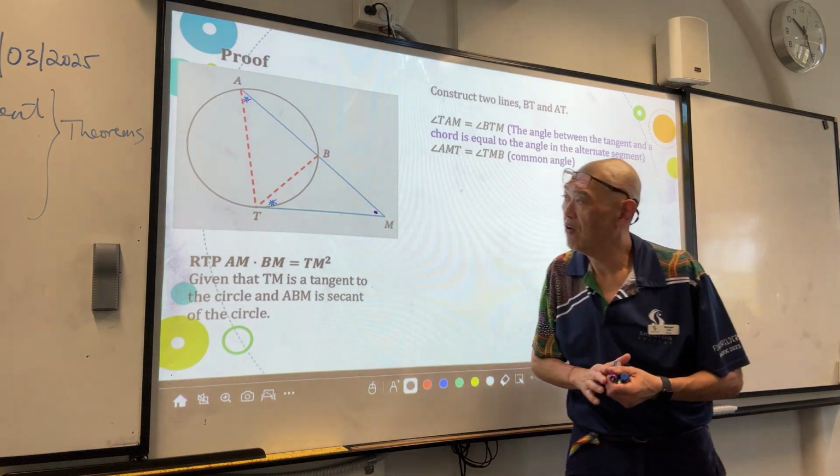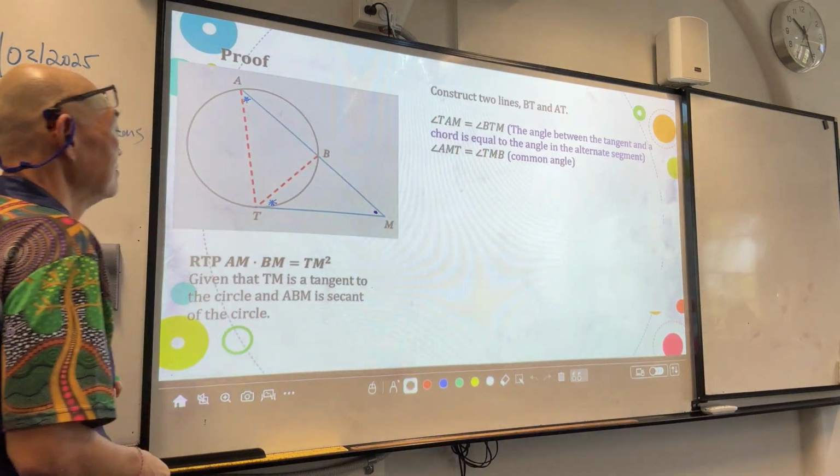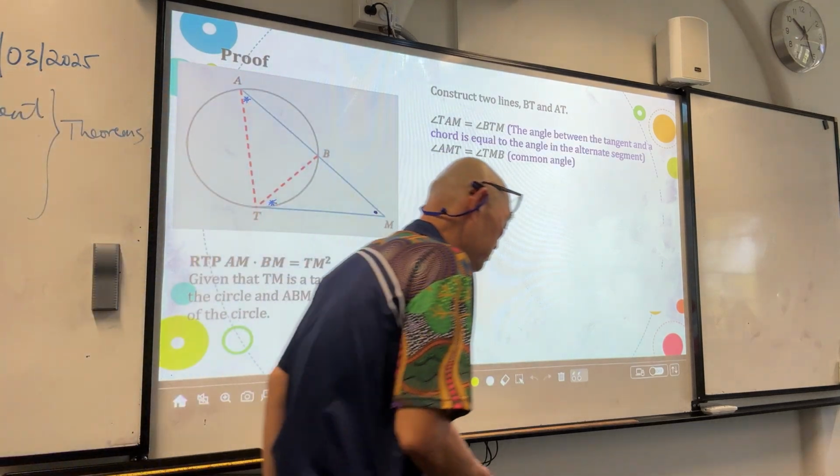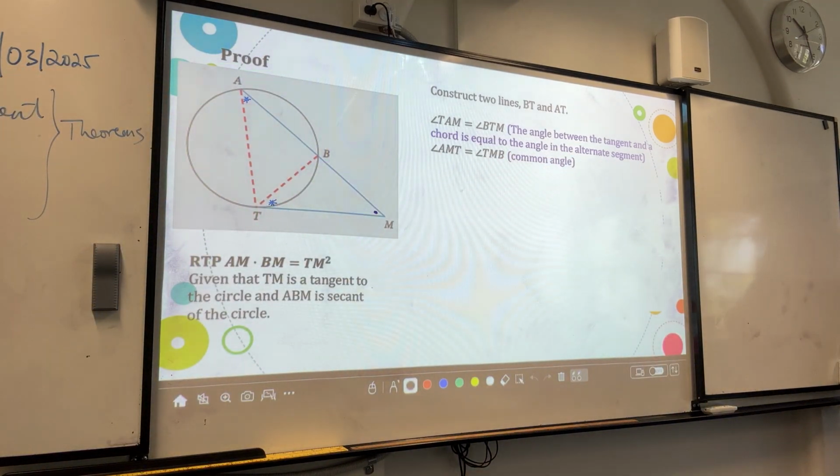So this one here is a common angle. So therefore, what else? What else will be the same? Angle B. Yes. Also angle MBT and ATM, because we're using a large triangle. It's the same, the angle sum of the triangle. And now state that TAM is similar to BTM. Alright, write the ratio. I'm not going to write the ratio for you. You write the ratio out first before I show you what I've done.